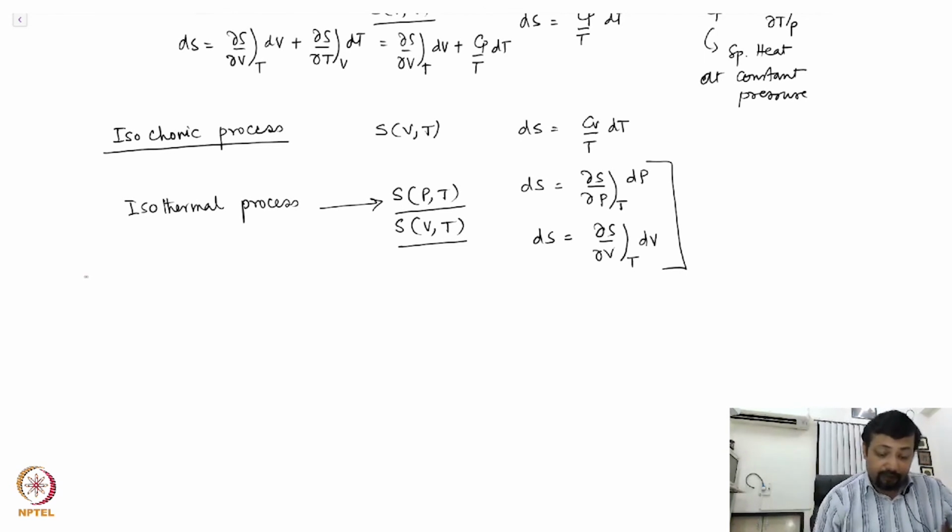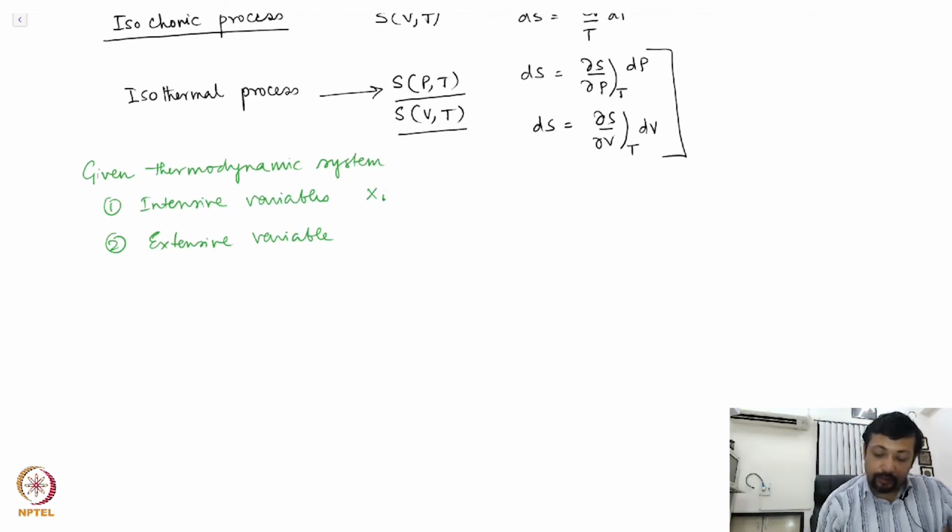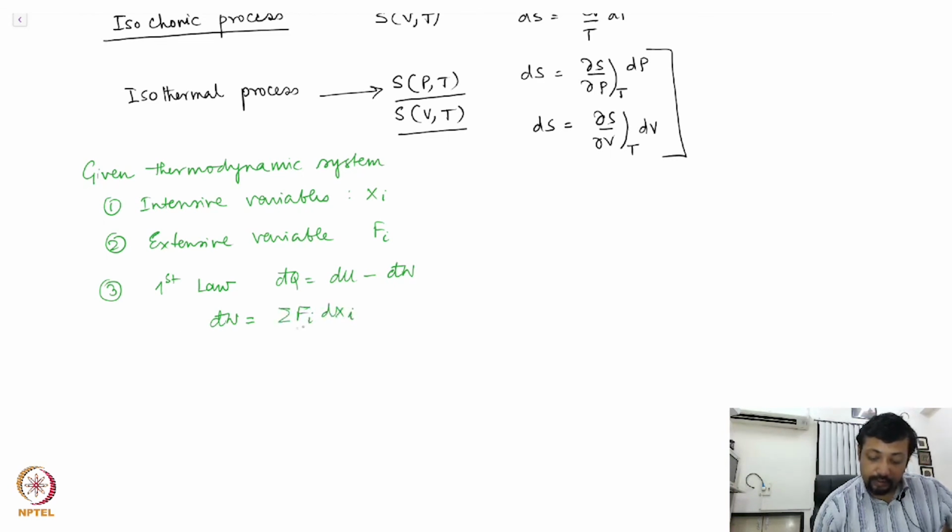Again, let us just very quickly summarize that for a given thermodynamic system, I have a set of intensive variables and a set of extensive variables, Fi and xi. The first law is, we will write it down in the differential form, d̵Q is dU minus d̵W. d̵W is Fi dxi, so that d̵Q is equal to dU minus Fi dxi.